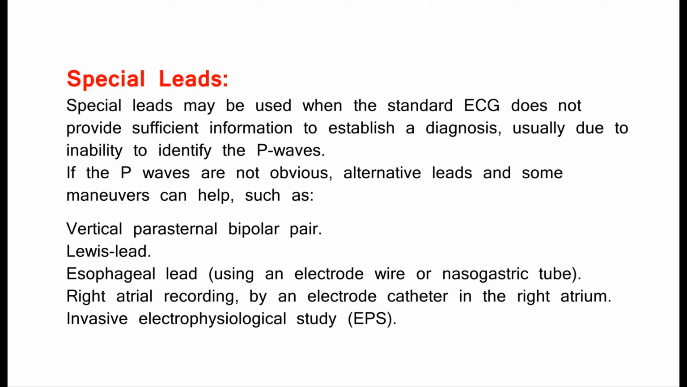Special leads. Special leads may be used when the standard ECG does not provide sufficient information to establish a diagnosis, usually due to inability to identify the P waves. If the P waves are not obvious, alternative leads and some maneuvers can help, such as vertical parasternal bipolar pair, Lewis lead, esophageal lead, using an electrode wire or nasogastric tube, right atrial recording, by an electrode catheter in the right atrium. Invasive electrophysiological study, EPS.